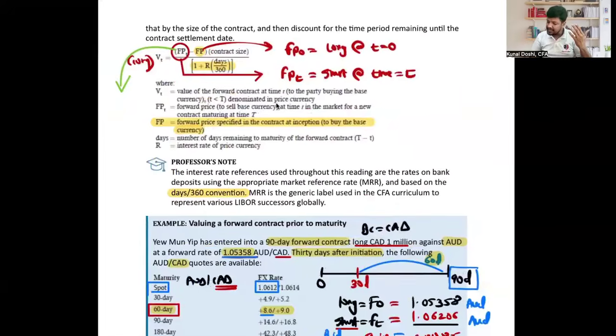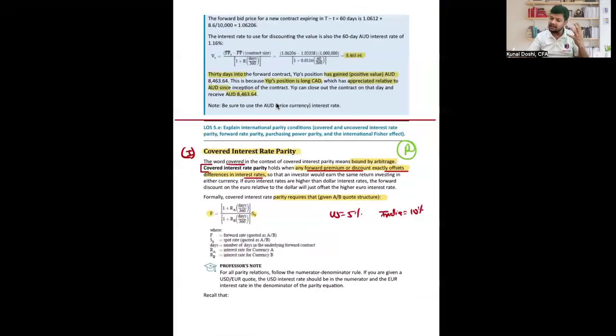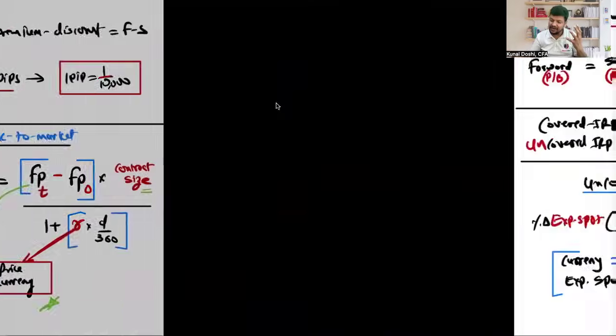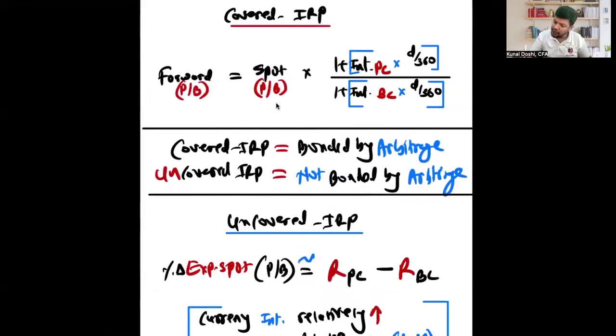The rest, as I said, is based on the parity, the covered interest rate parity and the uncovered interest rate parity. Basically, all you need to know is that through the interest rate parity, you can get the no arbitrage forward rate: spot into 1 plus interest rate of price over 1 plus interest rate of the base currency. But remember, if you're trying to find out the rate for 3 months or 6 months, you need to adjust for those days as well.